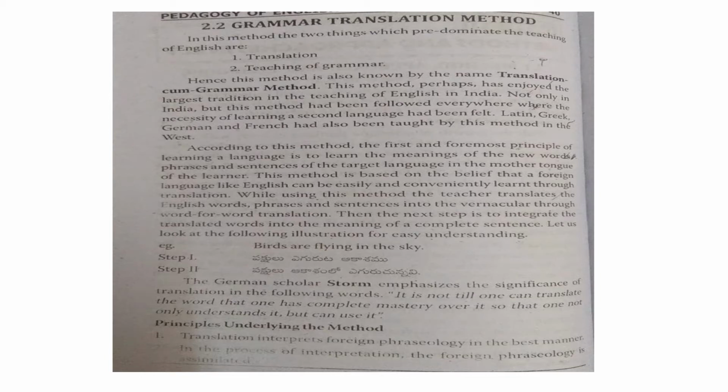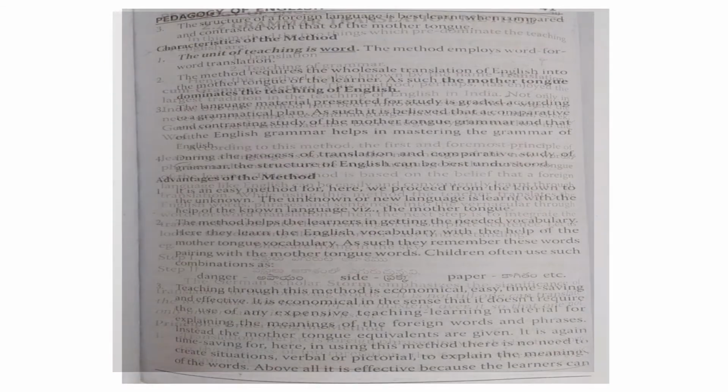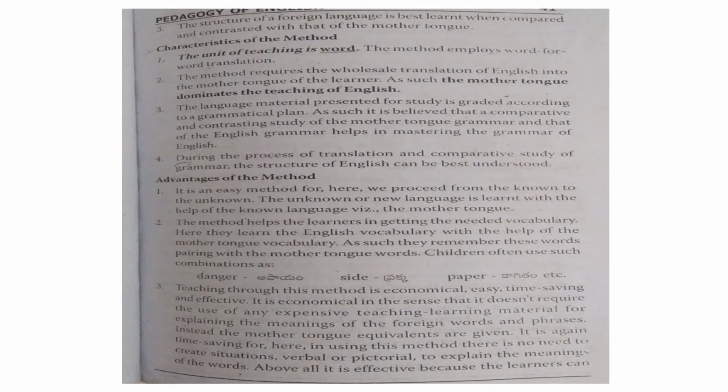Principles underlying the method. Characteristics of the method. The unit of teaching is the word. The method employs word for word translation. The method requires the wholesale translation of English into the mother tongue of the learner. As such, the mother tongue dominates the teaching of English. During the process of translation and comparative study of grammar, the structure of English can be best understood.